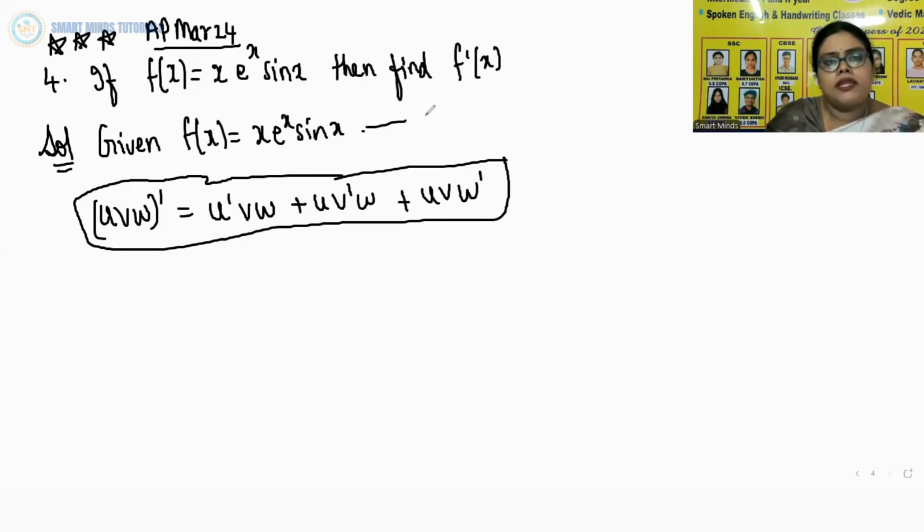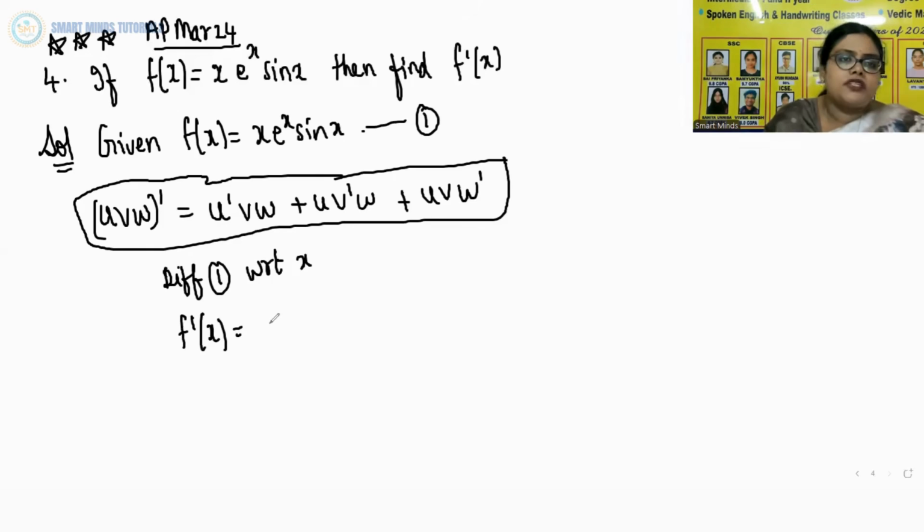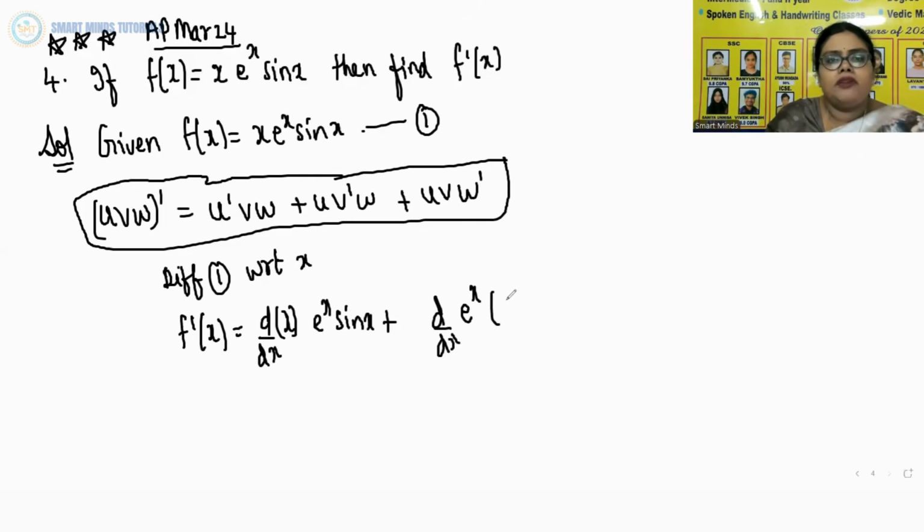So let us take this as equation number 1. Differentiating equation number 1 with respect to x, you will get f dash of x is equal to, first differentiate x and we write e power x sin x as it is. Then differentiate e power x and we will write x sin x as it is. Now we differentiate sin x and then we write x e power x as it is.